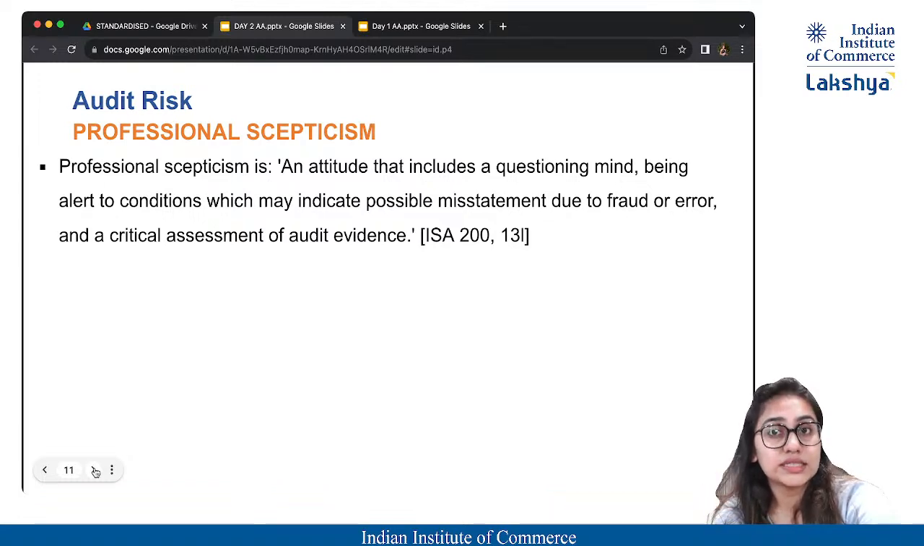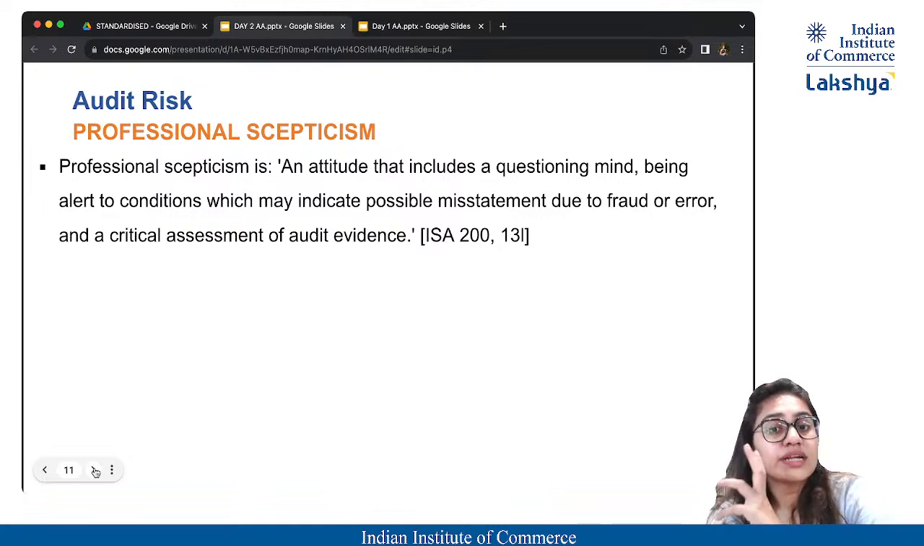You will exercise professional skepticism. That means an attitude that includes a questioning mind, being alert to conditions which may indicate possible misstatement due to fraud or error, and a critical assessment of audit evidence. When you enter into the client's premises, you know that this is a new client for me. I know nothing about the client.